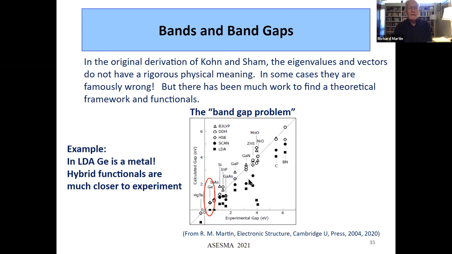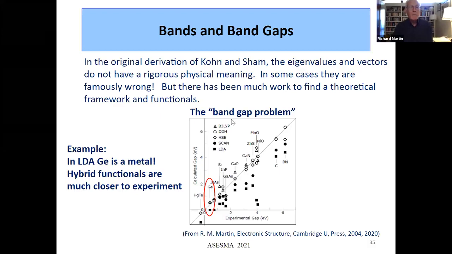And the solid symbols are the local approximations or the gradient approximations, which are generally way too low. It's a famous problem, and among the most famous is germanium, which is a metal. It's so low that it's a zero. Mercury telluride even has a negative gap, which means that bands are out of order right at the band gap.